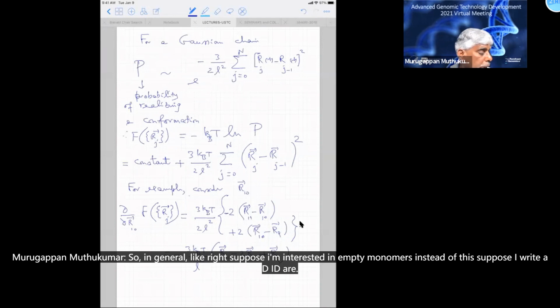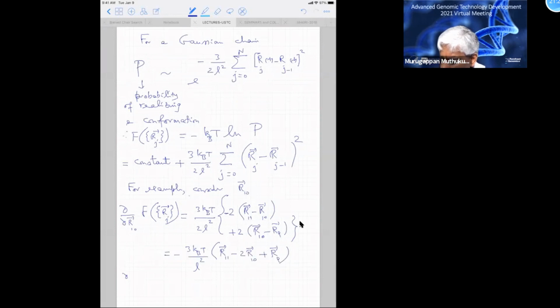So in general, I could write, suppose I'm interested in the mth monomer. Instead of this, suppose I write d by dRm.